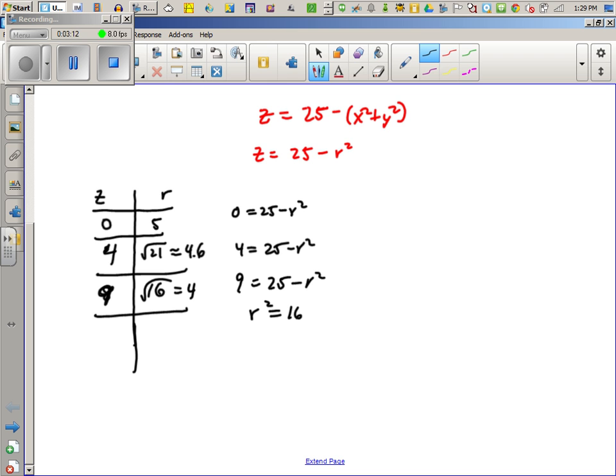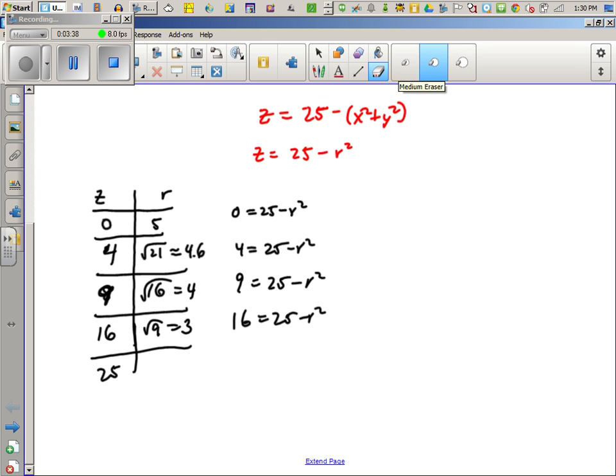And you can go as high as you want. If you want to make z 25, you could. Let's make z 16 and see what happens there. Z is 16, you get r squared equals 9, so r is 3. This is probably enough. I'm going to do one more. I'm going to make z 25. So now I have 25 equals 25 minus r squared, so r is 0.